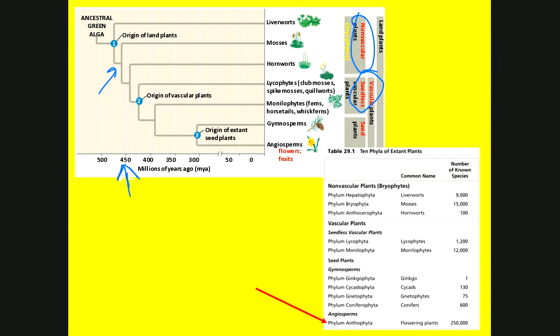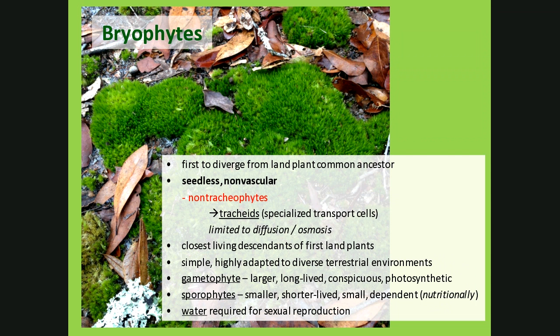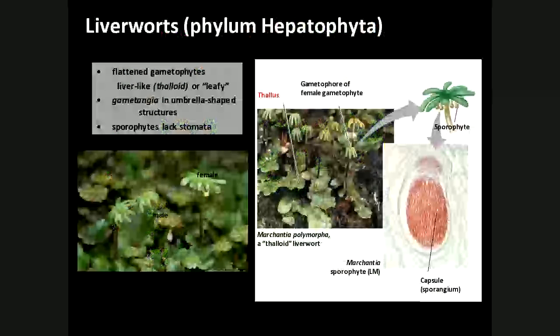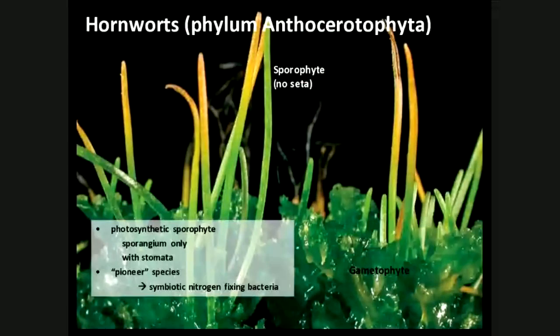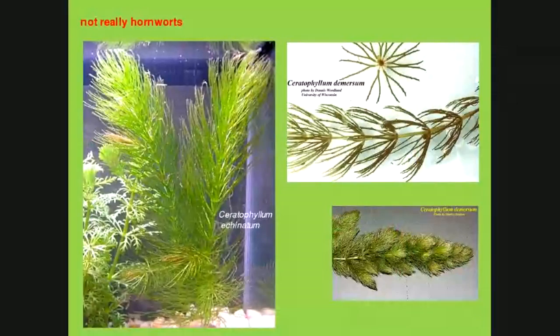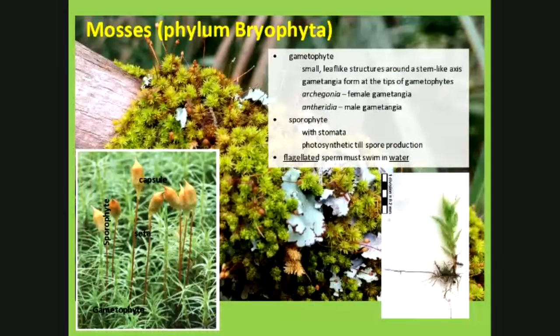Some plants don't produce seeds. Right? Ferns, for example, they produce spores, but they don't produce seeds. Seeds come later on. All right, so bryophytes, we talked about that. Non-tracheophytes: liverworts, because they look like liver. Hornworts, that's not a hornwort. There we go, mosses. Okay. So the last group in the non-vascular seedless plants are these neat little critters, the mosses.